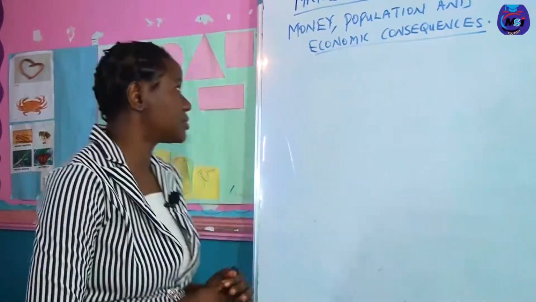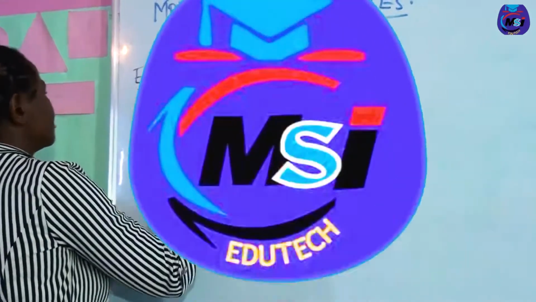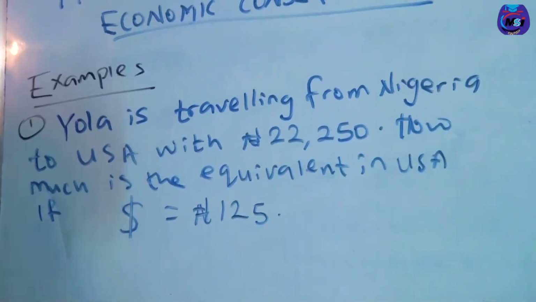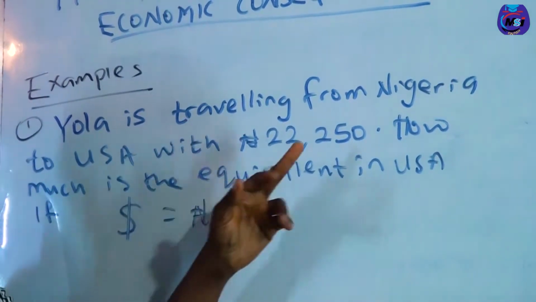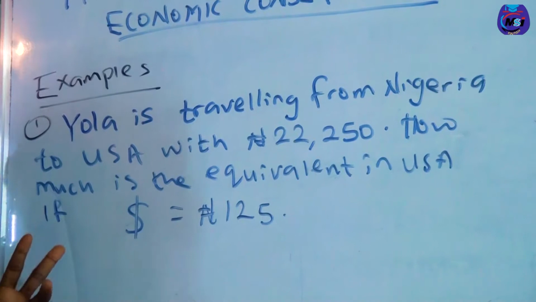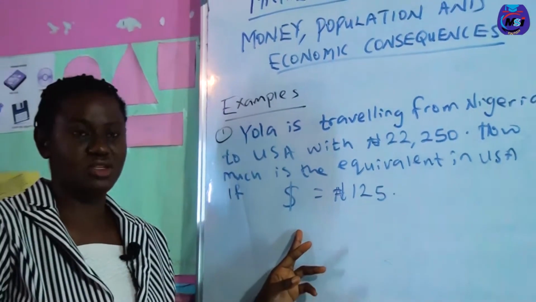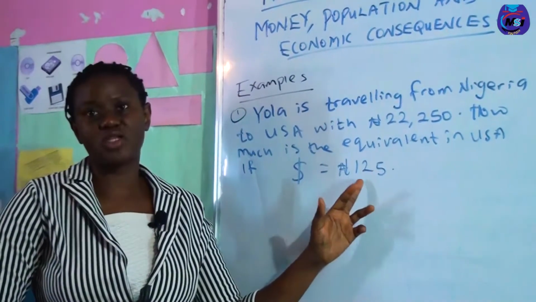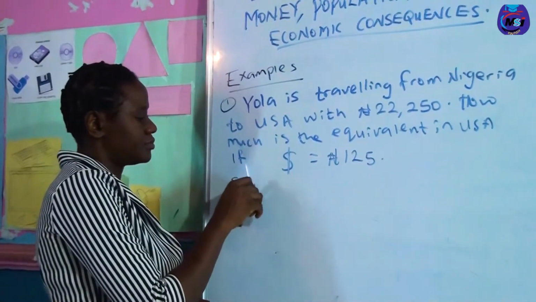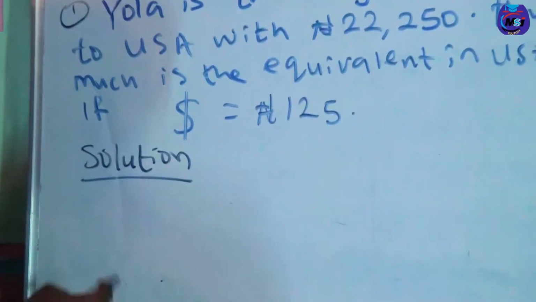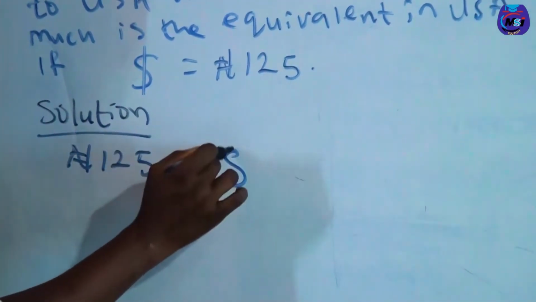Let's take some examples. So this is the question. Yola is traveling from Nigeria to USA with 22,250 naira. How much is the equivalent in USA, if $1 used in USA is equivalent to 125 naira in Nigeria? Now, solution. 125 naira is equal to $1.